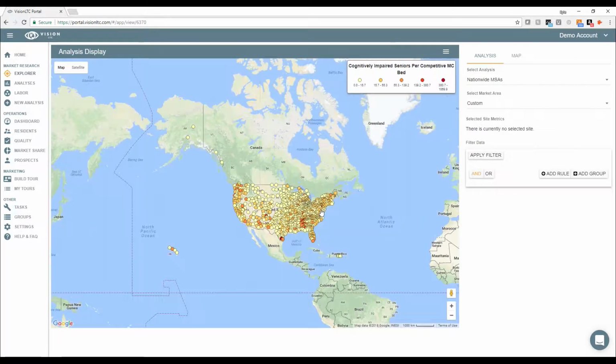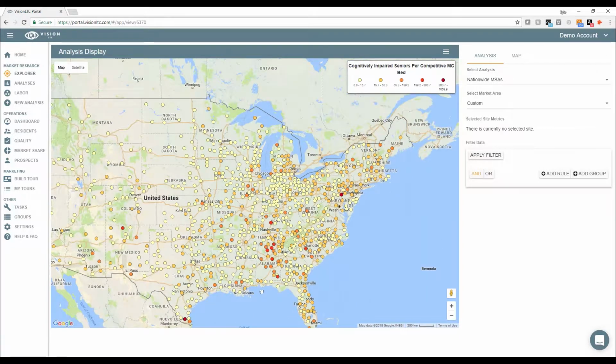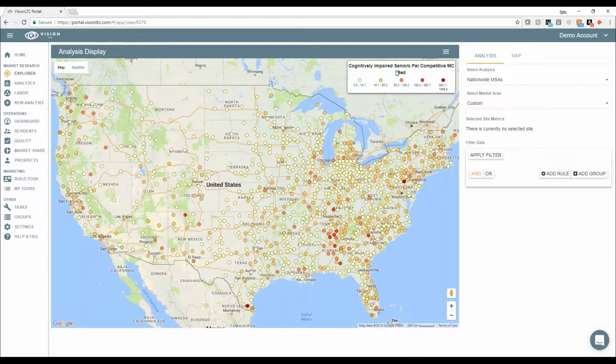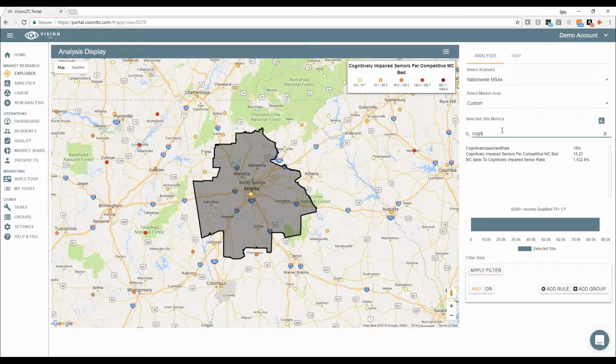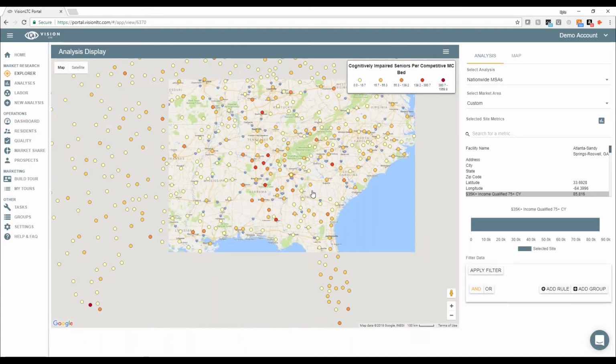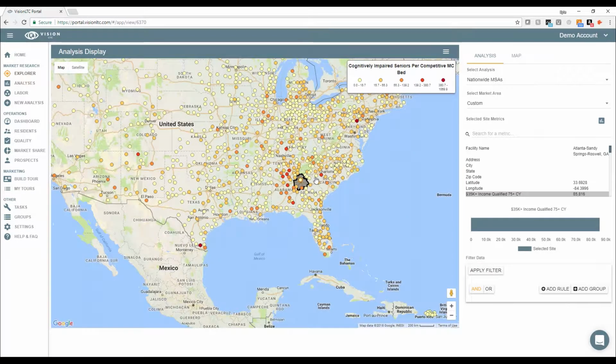So we'll come in here, pull up all of the markets, and each of these dots represents a different MSA in the US, and they're color-coded based on the number of cognitively impaired seniors per memory care bed in their respective MSAs. To give you an example of what we're looking at, if we click on the Atlanta market, you'll see that that entire metro area is shaded in gray. We can then look up these metrics that we've been talking about, cognitive impairment rate, the impaired seniors per memory care bed, and so on.